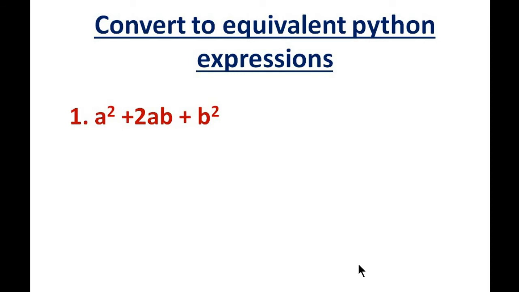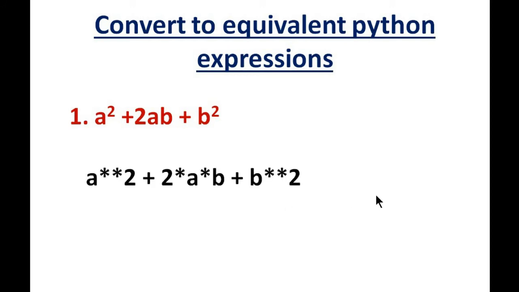Next is convert to equivalent Python expressions. First one, a square plus 2ab plus b square. Equivalent Python expression: a star star 2, that is a square, plus 2 star a star b plus b star star 2. In maths, no need to specify the multiplication operator. But here in our programming, we have to specify the multiplication operator star.